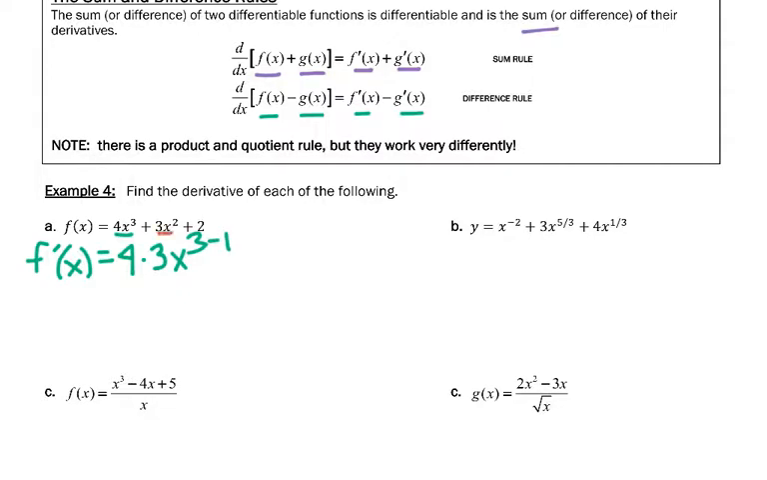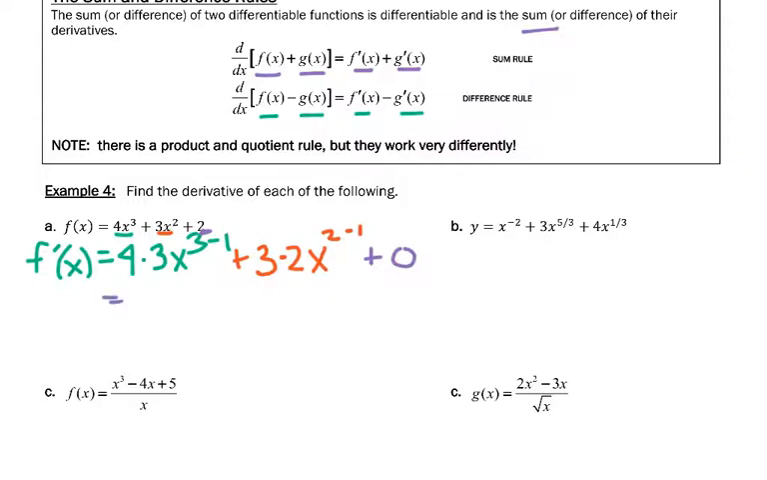Then for the next term, leave the 3 out front, bring down the exponent, the 2, and then you have x raised to the 2 minus 1 power. And then the final one, the 2. The derivative of 2 is 0. So if we want, we could just write 0. Remember, the derivative of any constant is 0. And now we can simplify these.